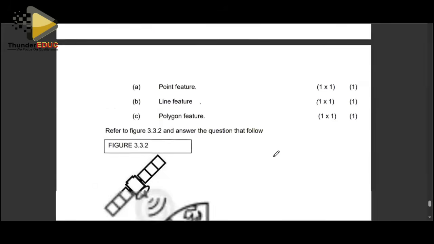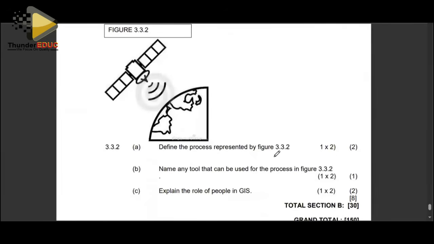All right, moving on to the next question, that is an illustration. Define the process represented by the fig 3.3.2. Right, the process which is being shown here is actually, we're seeing that there is some form of collection of information from the Earth's surface here, but the collection is done from space there. So if you are defining the process, we are saying what is happening there is the collection of data about Earth.